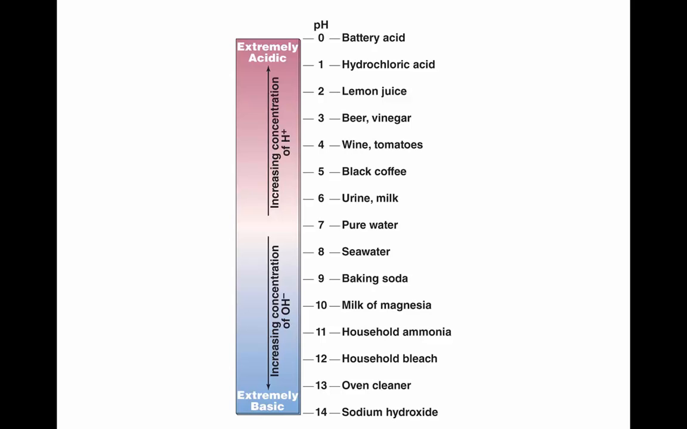Now here are some pH values for some common kinds of things that you are familiar with. Notice that battery acid is the extreme acid and sodium hydroxide is the extreme base. However, oven cleaner comes in at a close second for strong base. Seawater is slightly alkaline. In the olden days, before we had pH paper or pH meters, alchemists used to test the pH by tasting things.